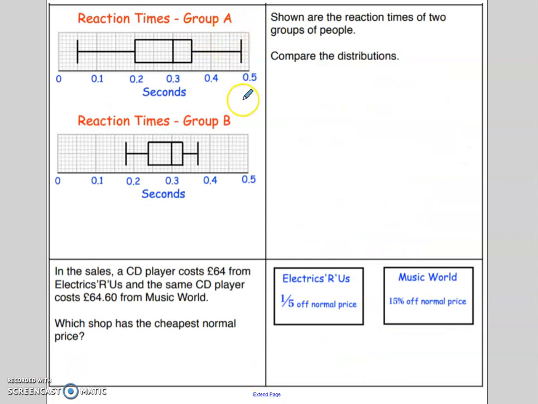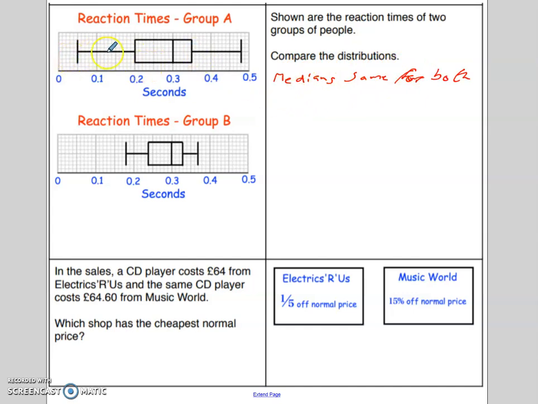So we have two box plots here. Shown are the reaction times of two groups of people. Compare the distributions. So the first thing we can say is our medians, which are both 0.3, are the same. Okay, so medians the same for both. I will neaten that up in a minute. Apologies, year 11. So the medians are the same for both.